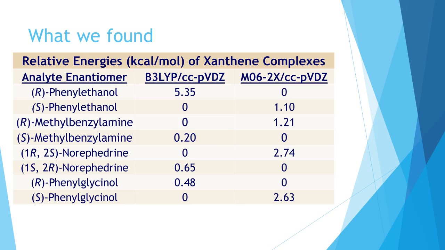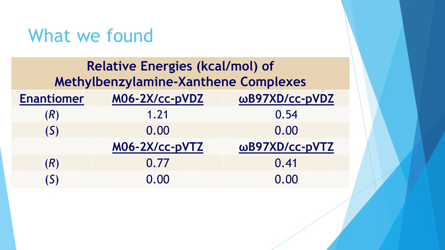If you look at the bottom of the table, you can see for R-phenylglycinol, the R conformation was the lowest for M06-2X, and the S conformation was the lowest for B3LYP. Because we got such opposite results for these calculations, we decided to add another functional to see what would happen. We introduced the calculations using omega B97XD, and we got pretty consistent results between that functional and the M06-2X.